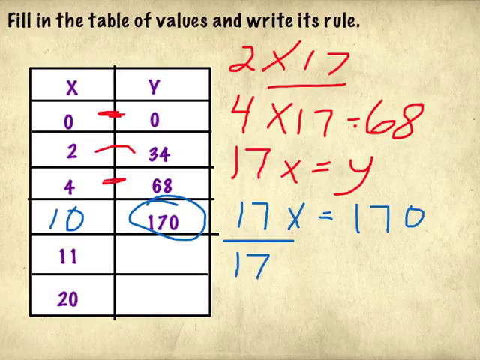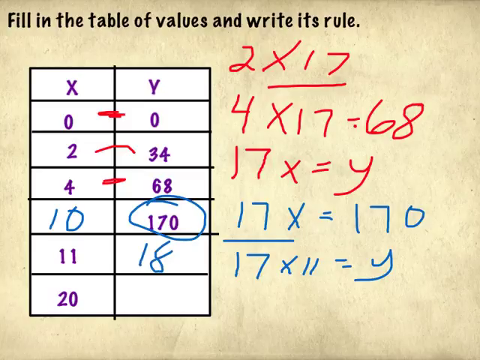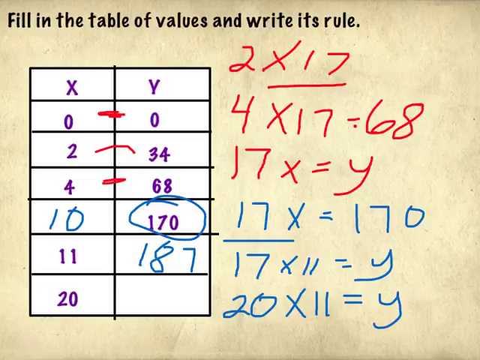Next up, I have 17x, which is 11, so 17 times 11 equals y. So I can either do that on my calculator, or I can know that 170 plus another 17 would be 187. And for my last one, I have 20 as my value for x, so 20 times 11 equals y. Sorry, that should be 20 times 17. I reversed it up here. 20 times 17 is equal to y. And I just popped off to do that on my calculator, and I find out that it's 340. So that's what your table of values should look like.